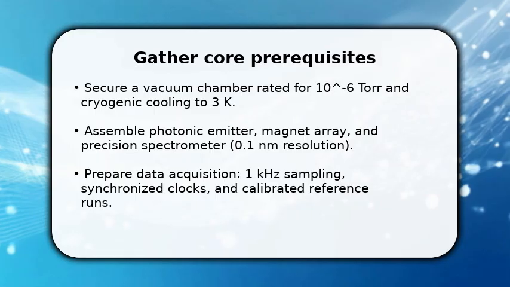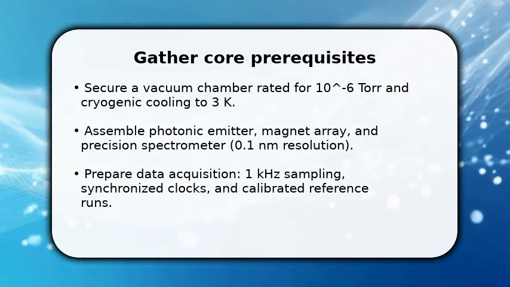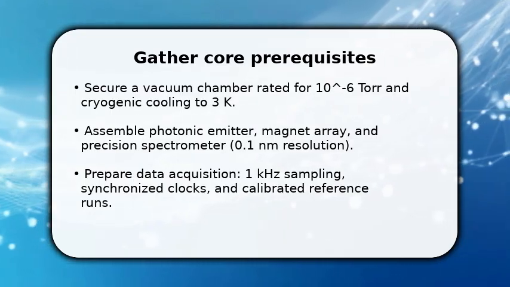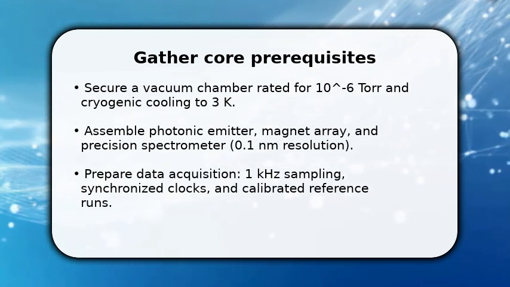Make sure the spectrometer is calibrated to 0.1 nm and your DAQ runs at 1 kHz with synchronized timestamps. Because precise timing and low thermal noise are why transient, weak signatures become detectable.